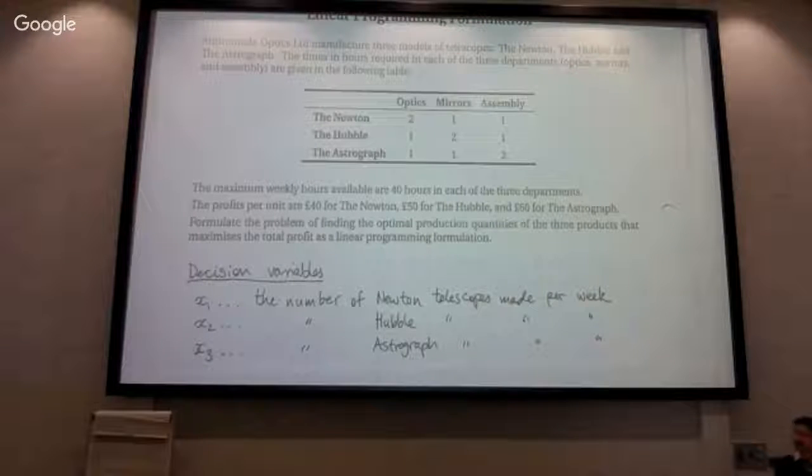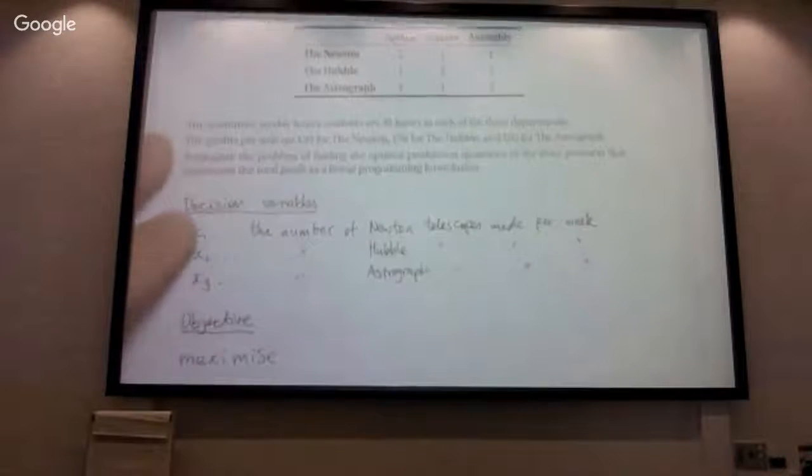So the decisions you're making are how many Newton telescopes to produce, how many Hubble telescopes to produce, how many astrograph telescopes to produce. The rest follows. Once you know how many Newton, Hubble, and astrograph you're producing, you know how many hours you'll need in optics, because you multiply the number of Newtons by 2, you add the number of Hubbles and astrographs based on the table, and you get the number of hours you need in optics. So the decision variables in such simple cases have to be like that. There's basically no way around it.